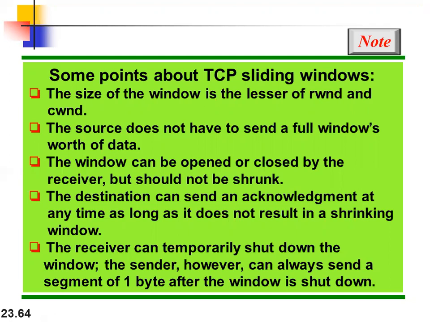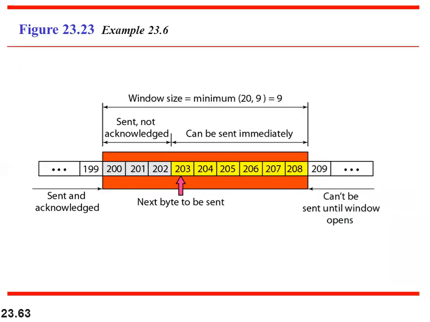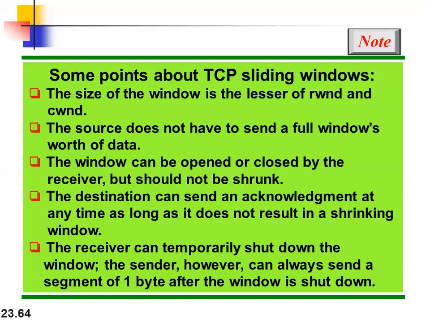The window can be opened or closed. It can also be shrunk, for the reasons we discussed previously. The destination can send an acknowledgement at any time. Remember that an acknowledgement for each byte need not be transmitted. Cumulative acknowledgement can be used so as to reduce the number of acknowledgement packets in the network.